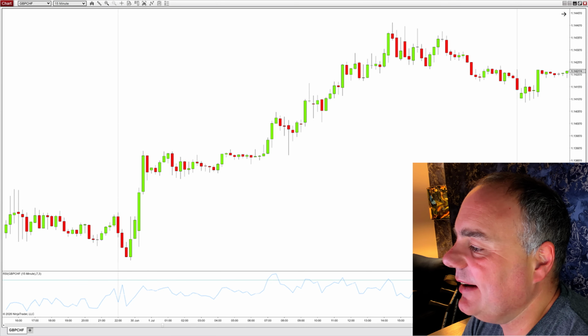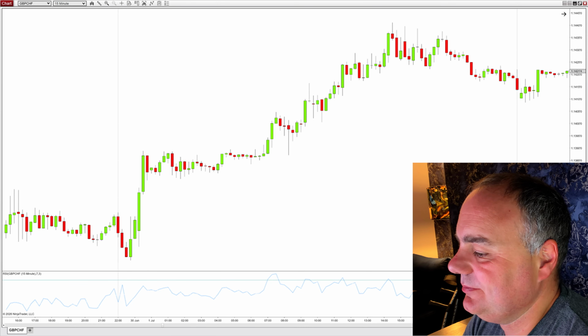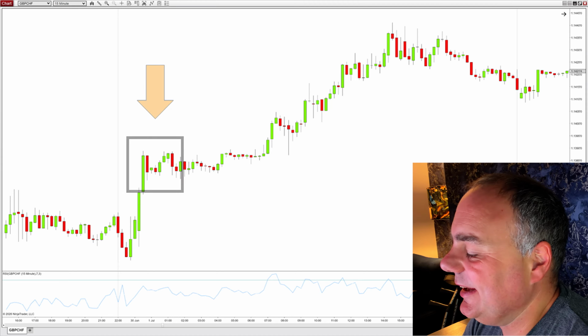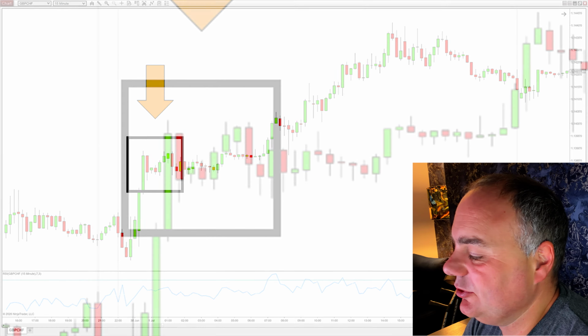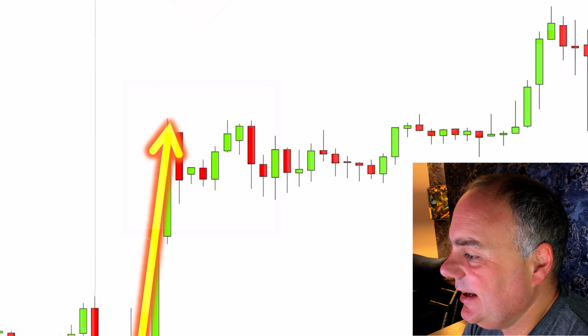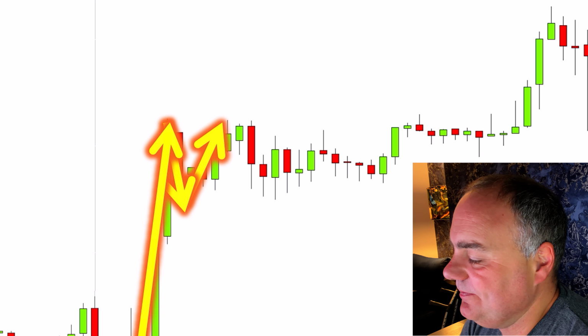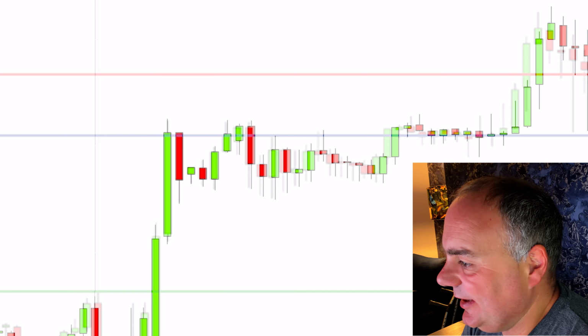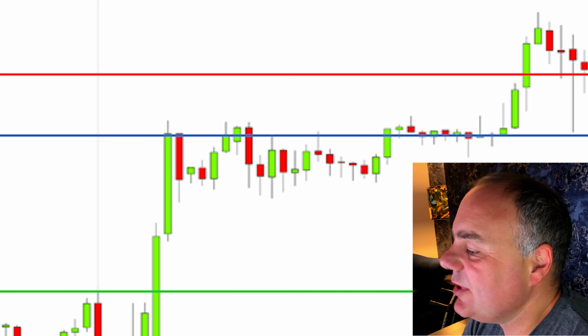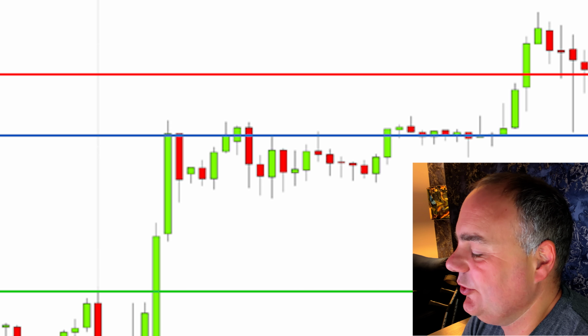How many times have you seen something like this? You spot what looks like, in this case, a really good double top. Price tests the high, retraces slightly, tests again. Everything seems good. And so you sell. And then the price breaks straight through your stop loss and goes off in the opposite direction.